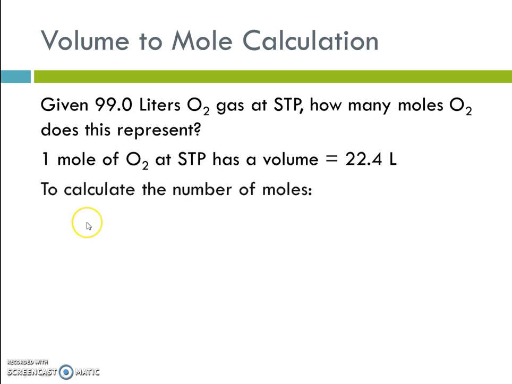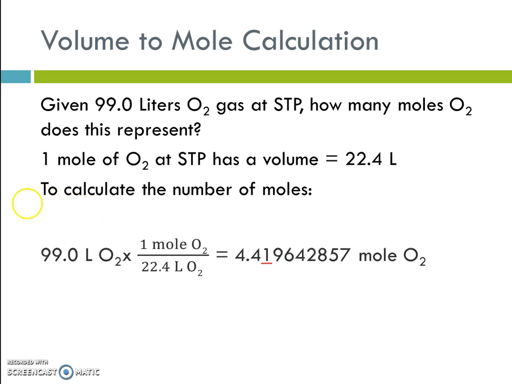In order to calculate the number of moles, we're going to start with our given, like we always do. So our given here is our 99.0 moles, or excuse me, liters of oxygen. Our conversion fact is set up again so that the unit that we're trying to get rid of here, liters, has to be in the denominator. And so when we go ahead and cancel out our units, liters of oxygen divided by liters of oxygen goes away. That's going to leave us with this number when we plug it into our calculator.